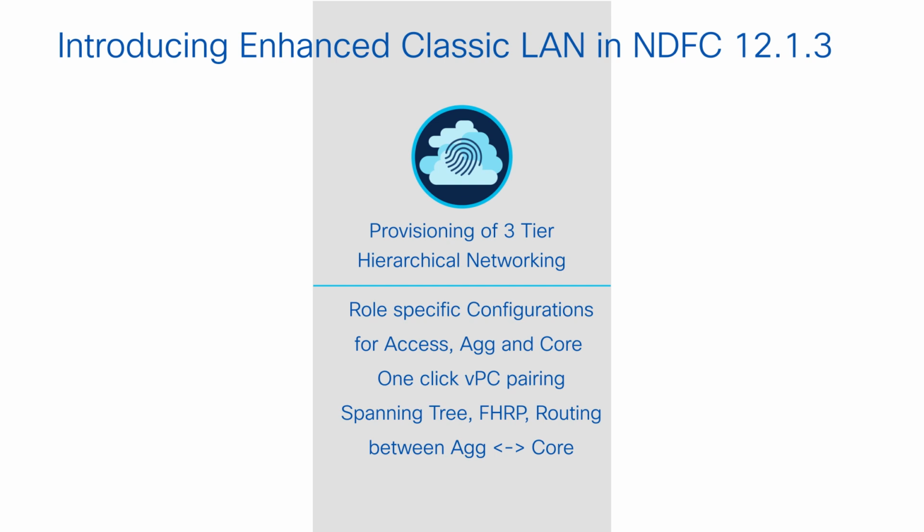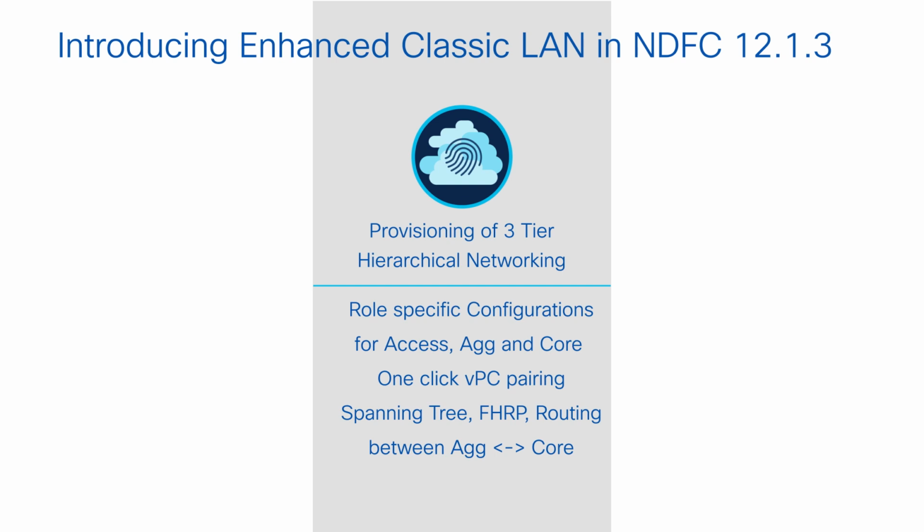Now here we have the need of the user to actually just tell us that, look, this switch is an access, this is an aggregation, this is a core. Provide an intent with respect to VPC pairing, for example, spanning tree, FHRP, routing between the aggregation and core. All of these are auto-populated but can be customized. With providing very minimal intent, all of this is converted into configurations.